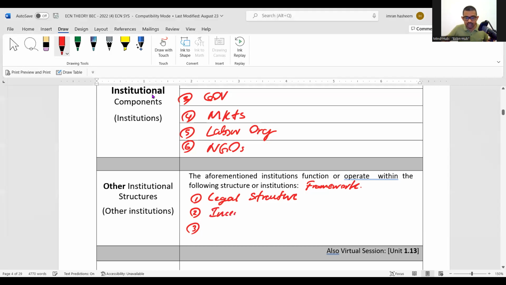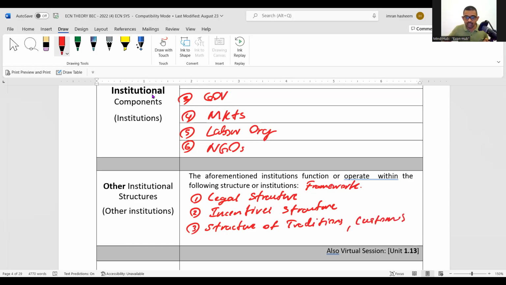Number 2, yes, we say incentive structure. Remember, that's how the framework is built. Incentive structure. Sorry about the handwriting. Yes. And then, Nuha, good. The last one is a structure of 3 things: traditions, customs, and cultural elements, or we say values. Traditions, customs, culture. So easy to remember.